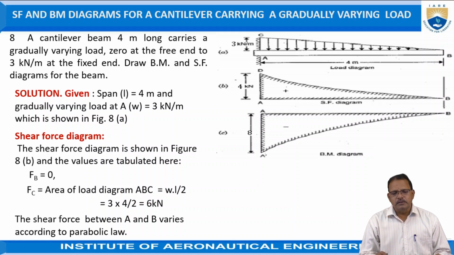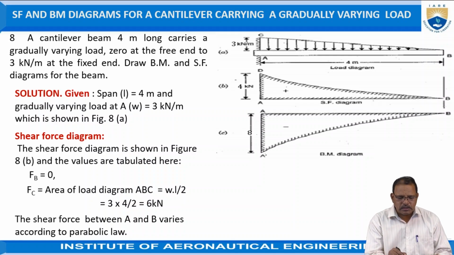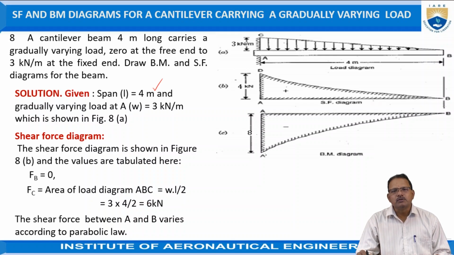Okay, the given data in the problem is a cantilever beam of 4 meters long. That means the length of the beam is equal to 4 meters. And the load at B is equal to 0. That means the load at the free end is equal to 0, and gradually varying to a point A such that W is equal to 3 kilonewton per meter. So by using the data, we have to draw the shear force and bending moment diagram for the cantilever beam.